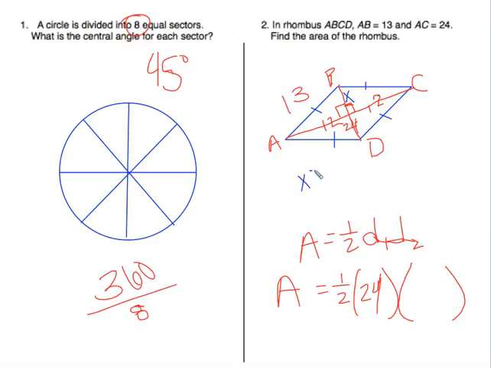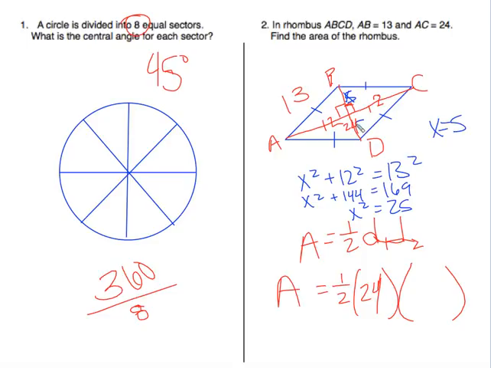x squared plus 12 squared equals 13 squared. So that's x squared plus 144 equals 169. I'm going to get x squared equals 25 after I subtract the 144 from both sides. So x equals 5 when you take the square root, which means that this part's 5 and this part's 5, making the entire diagonal 10.